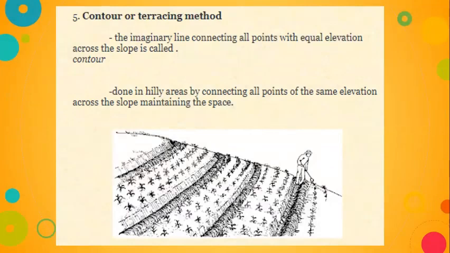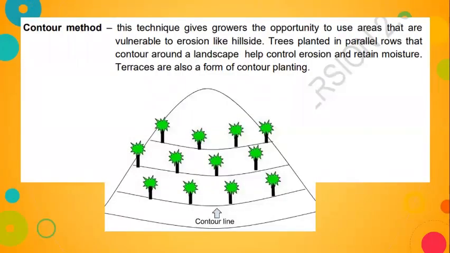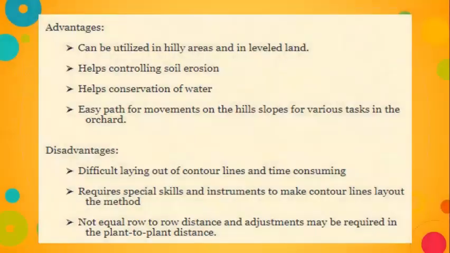The imaginary line connecting all points with equal elevation across the slope is called a contour. It is done in a hilly area by connecting all points of the same elevation across the slope, maintaining the space. Okay, this is how contour lines look. This technique gives growers the opportunity to use areas that are vulnerable to erosion, like hillsides. The trees planted in parallel rows that contour around a land help control erosion and retain moisture. Terraces are also a form of contour planting.